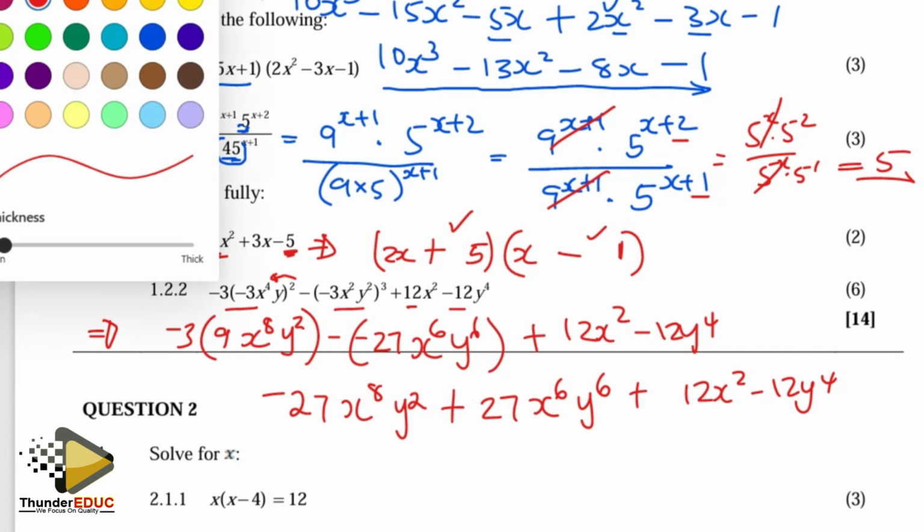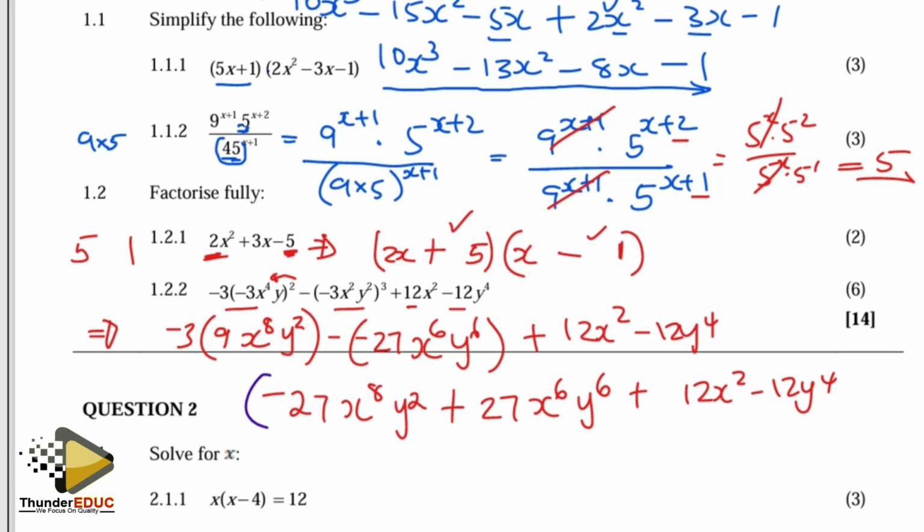Then what I'll do next is try to group this since there are 4 terms. Remember, grouping works only with 4 terms and beyond. So what's common there? I can see a 27. I take out the smallest x, which is x to the 6, and the smallest y, which is y squared. What do I have left? I have a negative x squared.